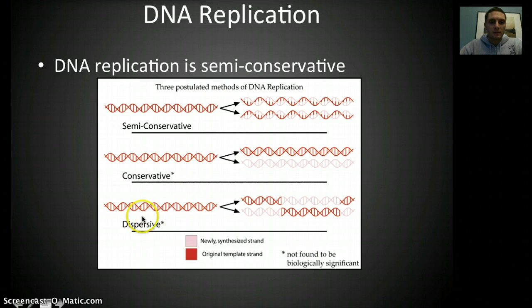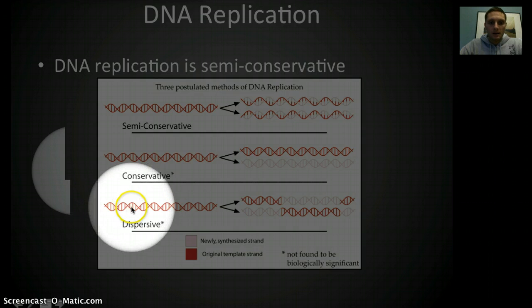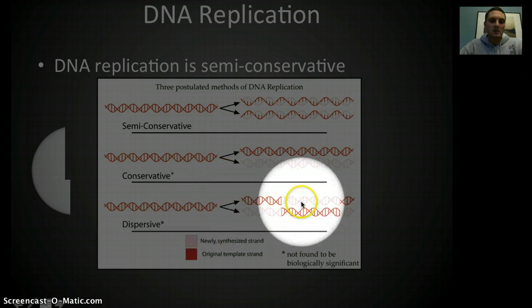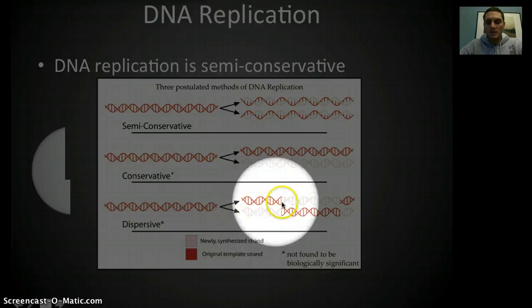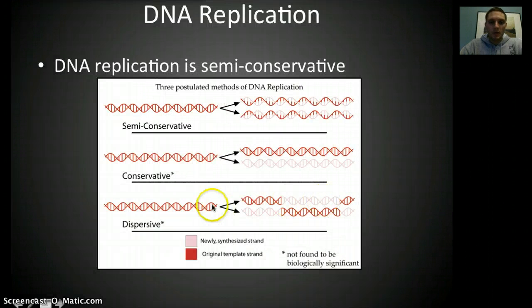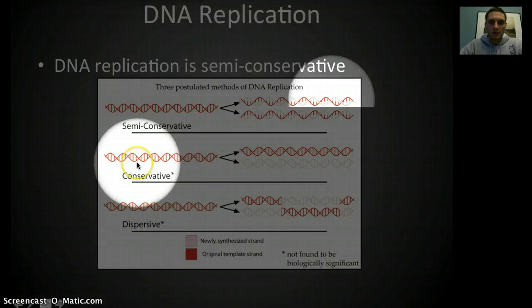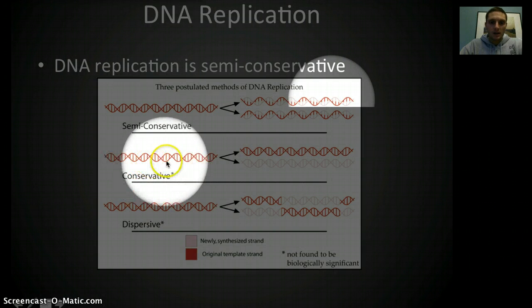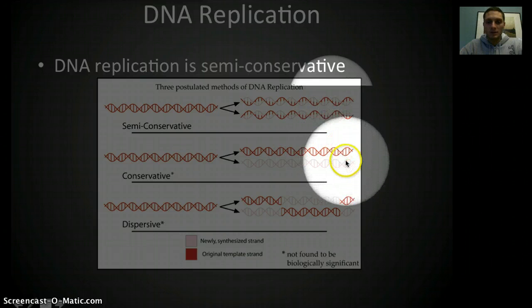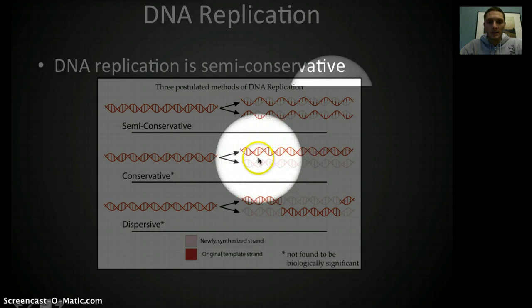In dispersive, our original strand here is in the red, and so here's our dispersive strand. Under this idea, the original strand is basically mixed up with our newly synthesized strand. So this is dispersive. We've got a mix of both. In our conservative strand, we've got our original strand, and from this we have two strands, and one of them is completely the original strand, and then the other one is our newly synthesized DNA.